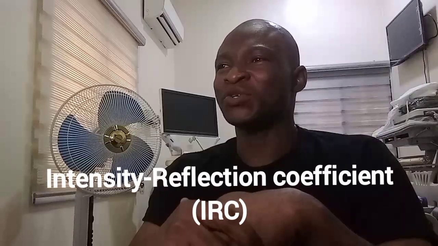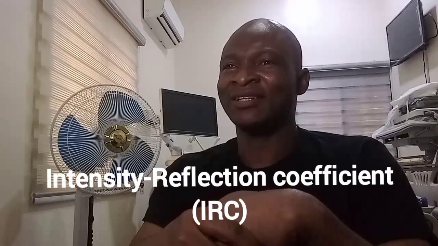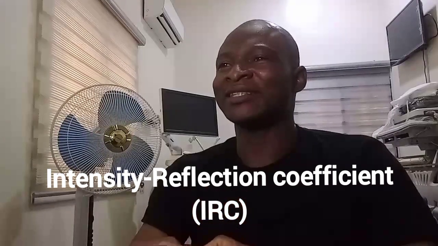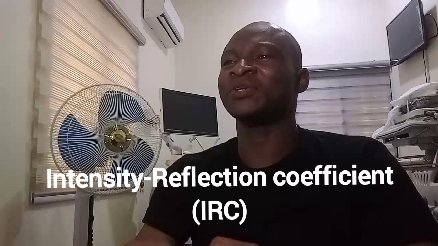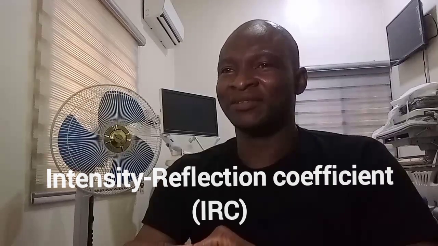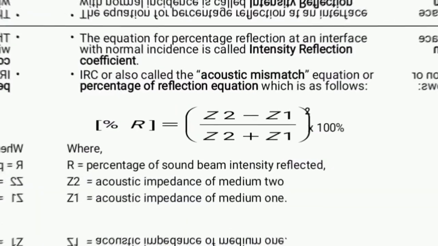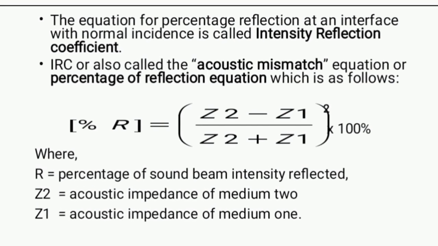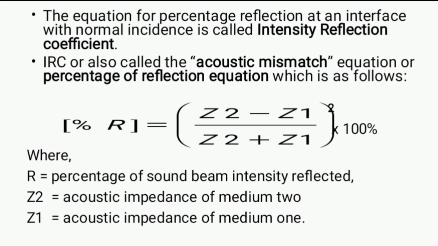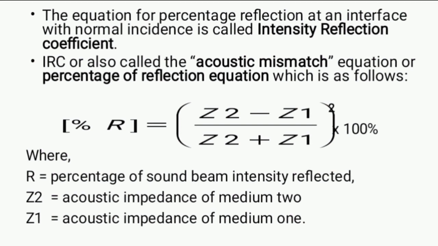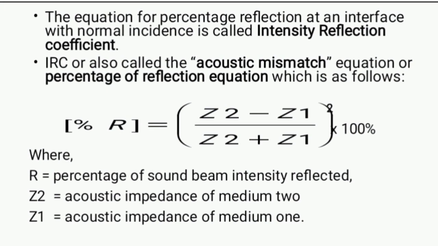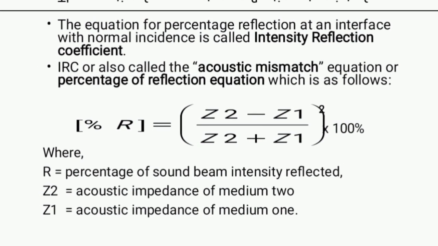Let's look at the intensity reflection coefficient, which we will call IRC. The equation for percentage reflection at an interface with normal incidence is called the intensity reflection coefficient, IRC. You can also call it the acoustic mismatch equation, or the percentage of reflection equation, which is demonstrated as this equation. IRC predicts the strength of the echo. A large IRC means a strong echo. The greater the difference in acoustic impedance, the greater the percentage of reflection.